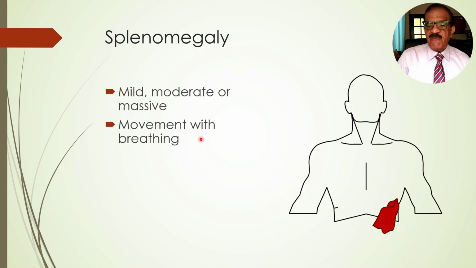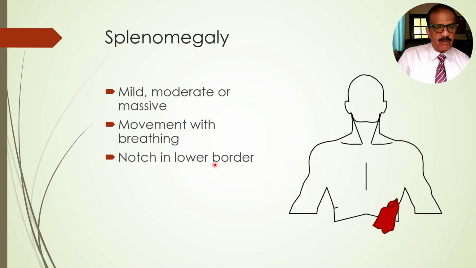Then movement with breathing. Because the spleen is in contact with the diaphragm, with every inspiration it should move downward. So when we are palpating the spleen, we ask the patient to take an inspiration and we see if it moves downward. And a notch in the lower border is very, very characteristic. Without a notch, I think you cannot be sure that whatever you're feeling is actually splenomegaly.